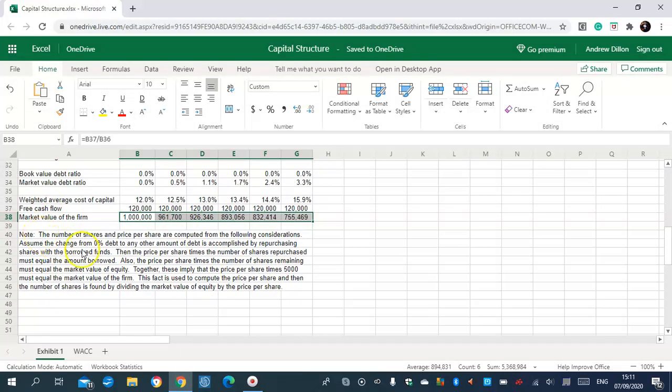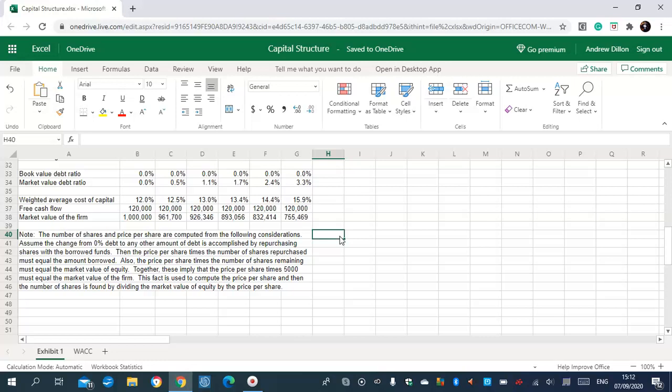Okay, now let's see what the note has combined in this entire sheet. The number of shares and price per share are computed from the following considerations. Assume the change from 0% debt to any amount of debt is accomplished by repurchasing the shares with the borrowed funds. Then the price per share times the number of shares repurchased must equal the amount borrowed. Also, the price per share times the number of shares remaining must equal the market value of equity.